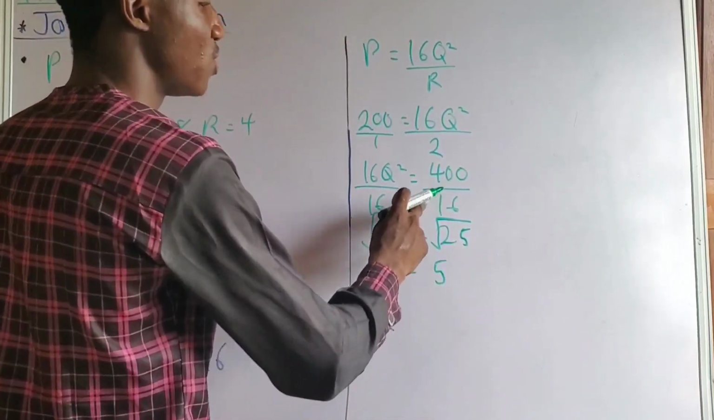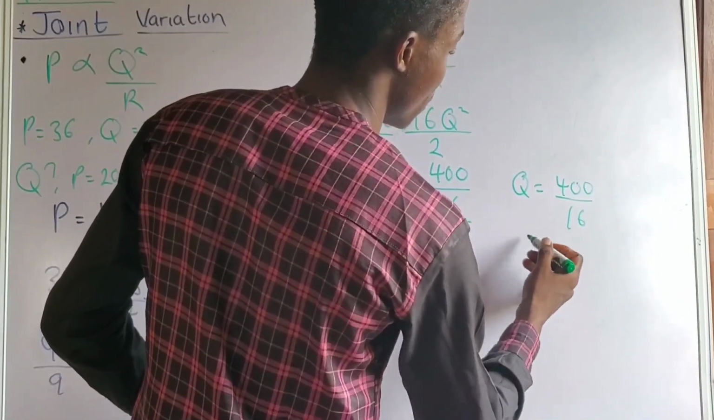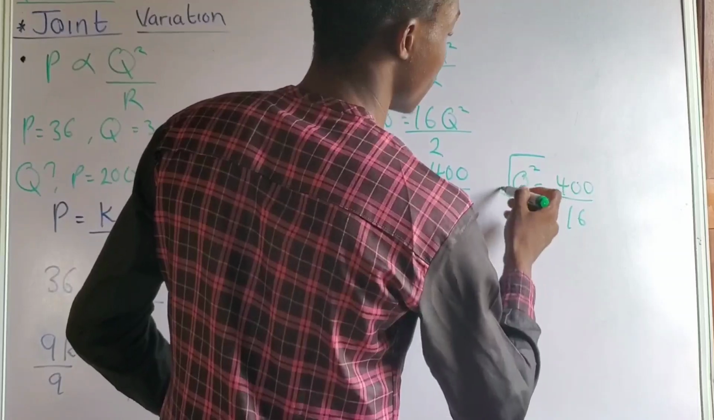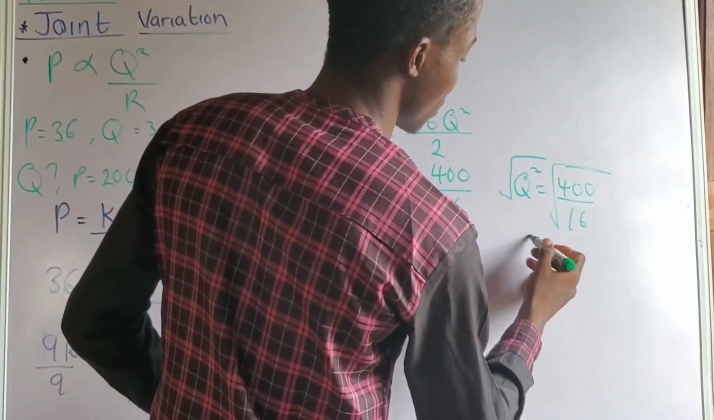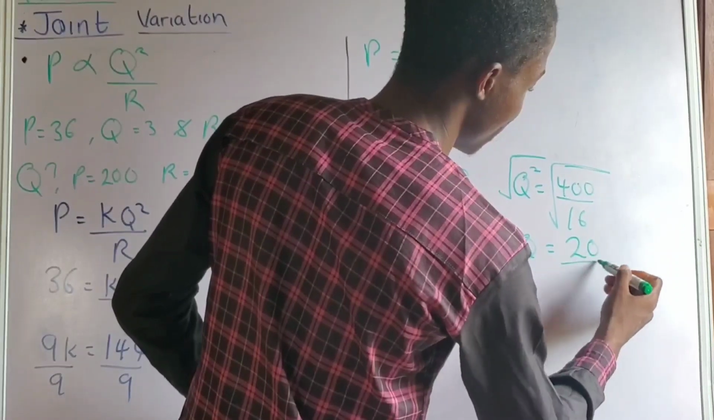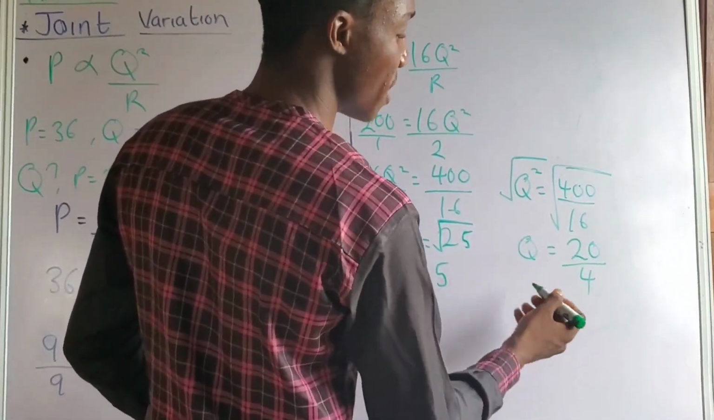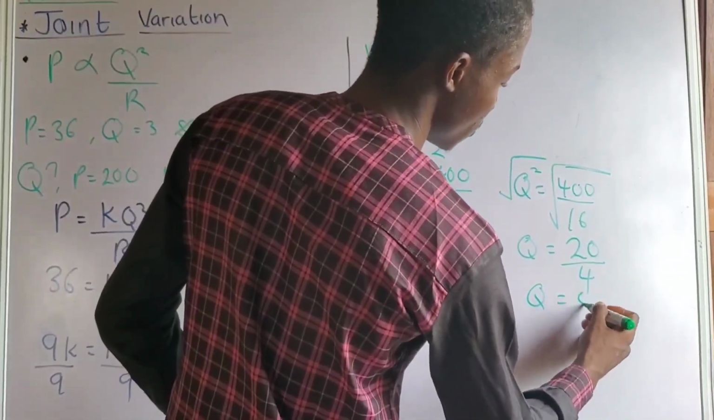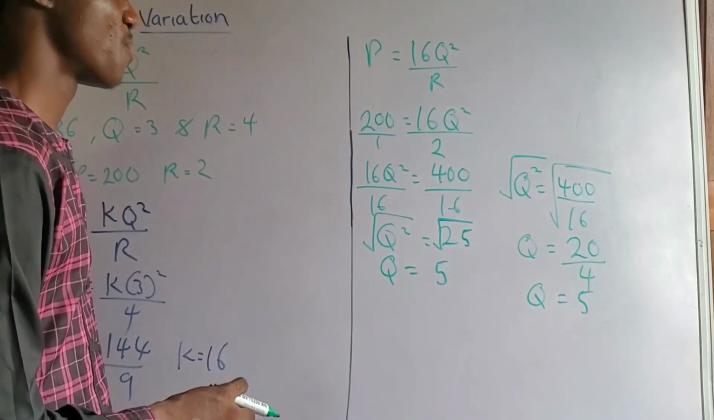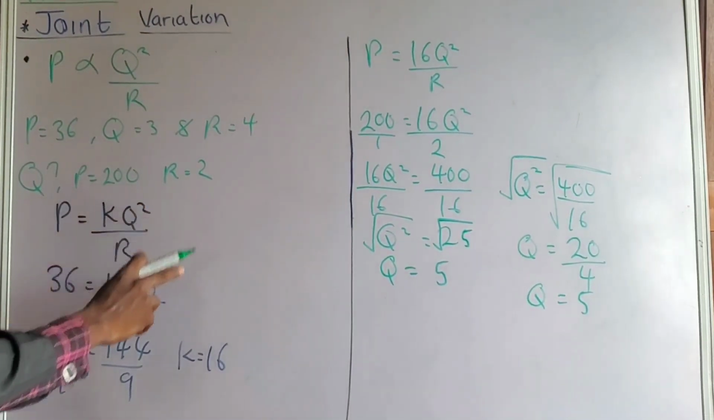You understand? And when you got here, you can have Q squared equals 400 over 16. If you take the square root of both sides, you're going to have Q is equal to 20 divided by 4, because the square root of 400 is 20, and the square root of 16 is 4. 20 divided by 4 is 5. So I'm going to have Q equals 5. You can do it this way and you can do it this way. So the value of Q when P is 200 and R is 2 is 5.